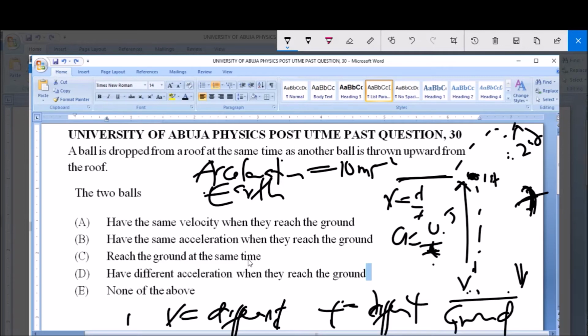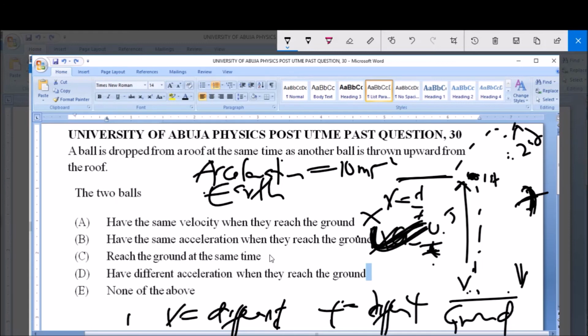Now A says have the same velocity when they reach the ground. That's wrong. Like I told you, the velocity will be different because the distance and the time are different, and the acceleration will act on the velocity according to the time. And since they are different, velocity will actually be different. B: have the same acceleration when they reach the ground. Now when they reach the ground, the acceleration will still be the same. Like I told you, acceleration is constant in this particular region, so acceleration will be the same.